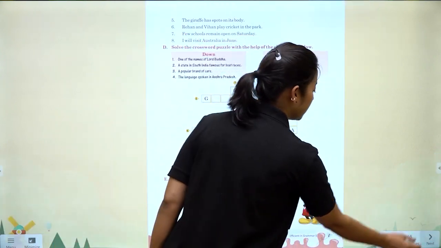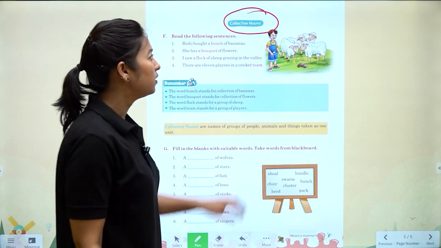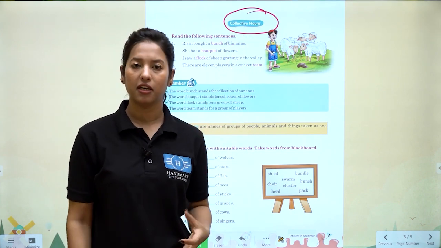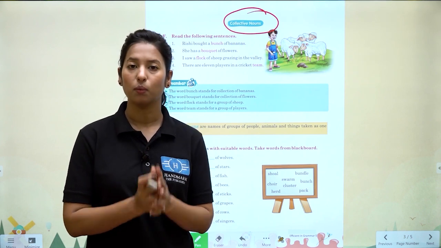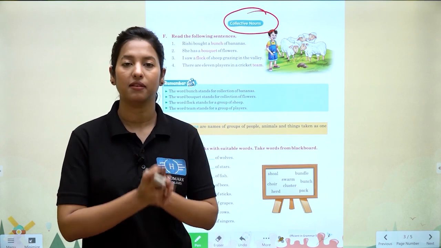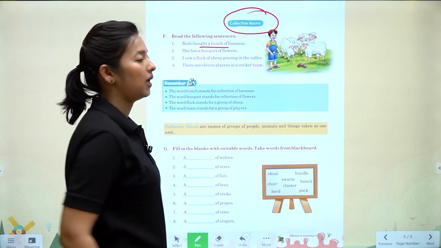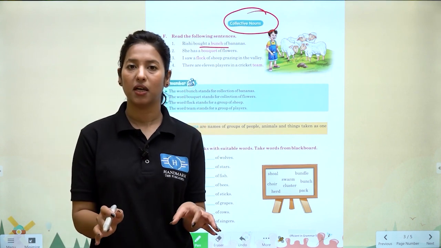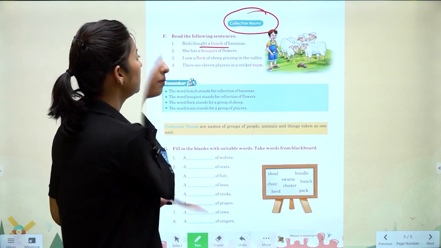Let's try to understand the third type of noun, which is a collective noun. A collective noun is basically a collection. When there are so many things of the same kind, we call the group of those things a collective noun. For example, Rishi bought a bunch of bananas. It means there are so many bananas, more than one. So we call it a bunch of bananas.